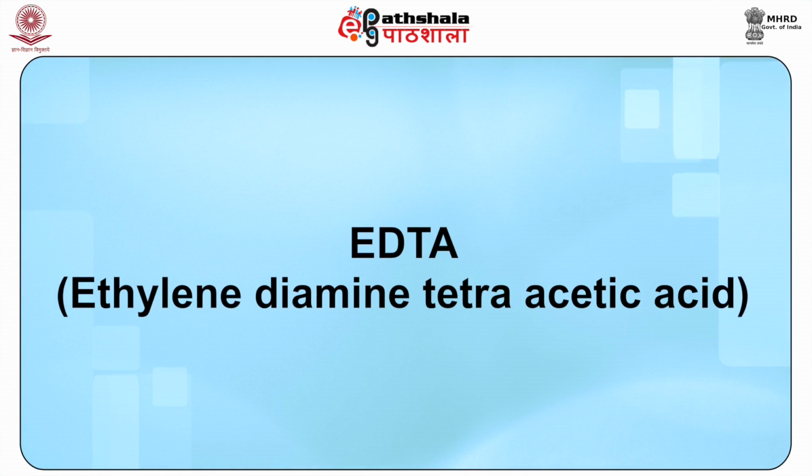EDTA, ethylene diamine tetraacetic acid. It is a chelating agent and used in mercury, cobalt, cadmium, iron and nickel poisoning. The usual dose is 1 gram of EDTA twice a day for a period of 5 days. It is usually administered by slow intravenous infusion in isotonic glucose saline.